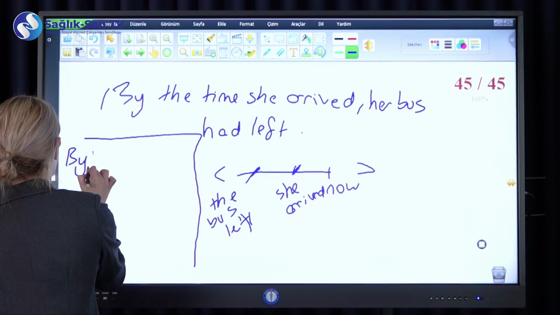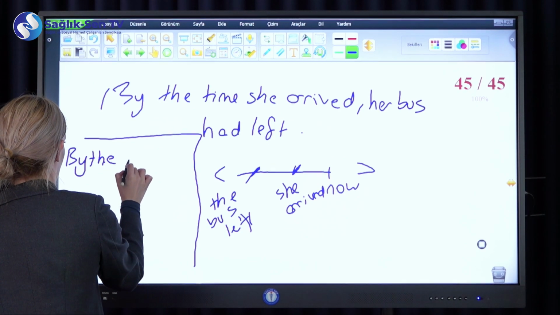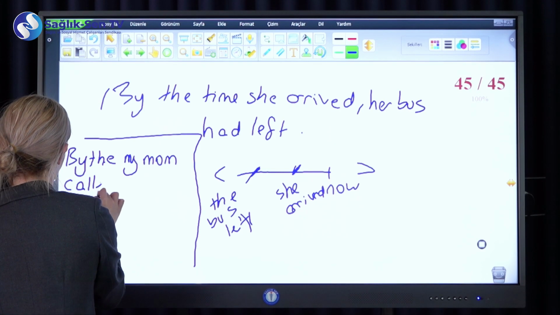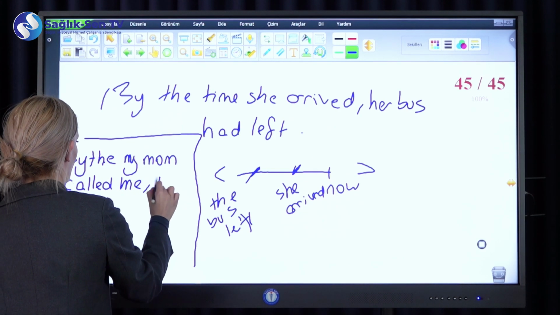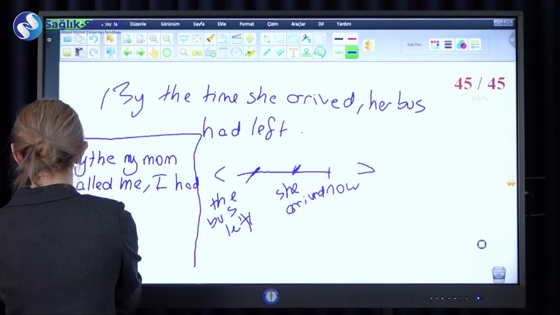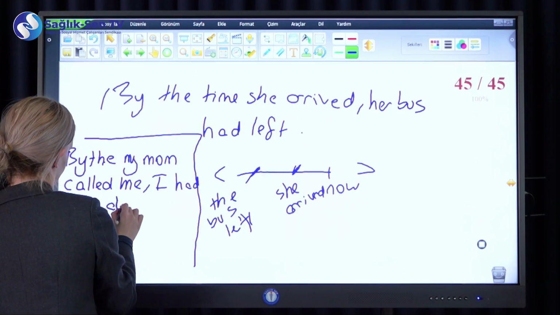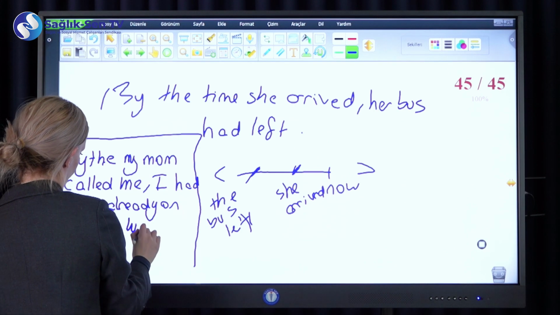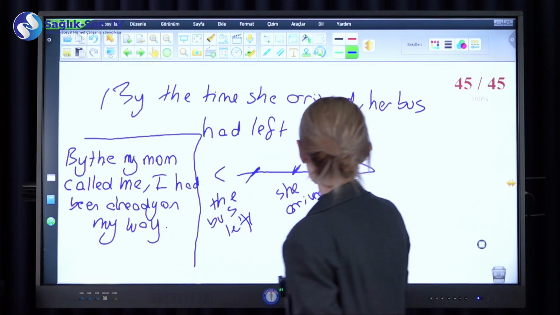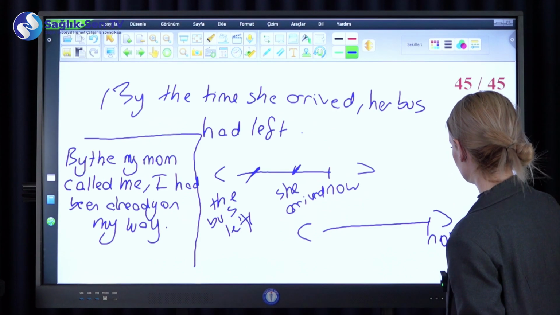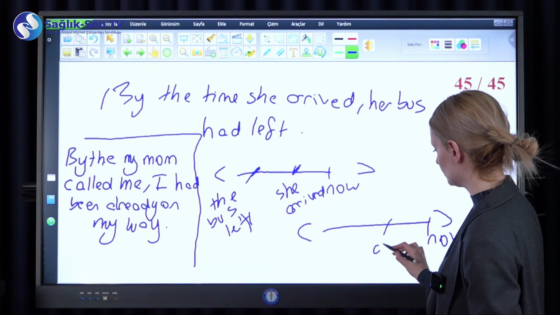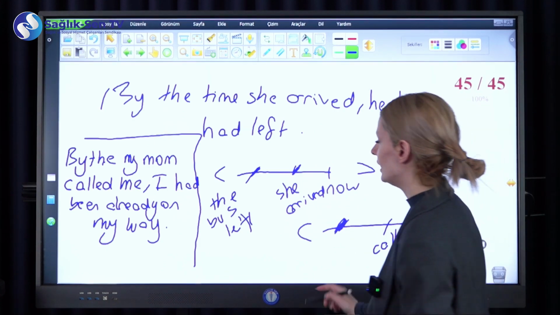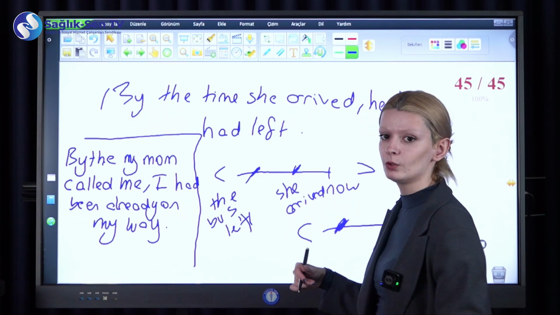By the time my mom called me, I had been already on my way. So here my mom called me, and here I had been on the road.